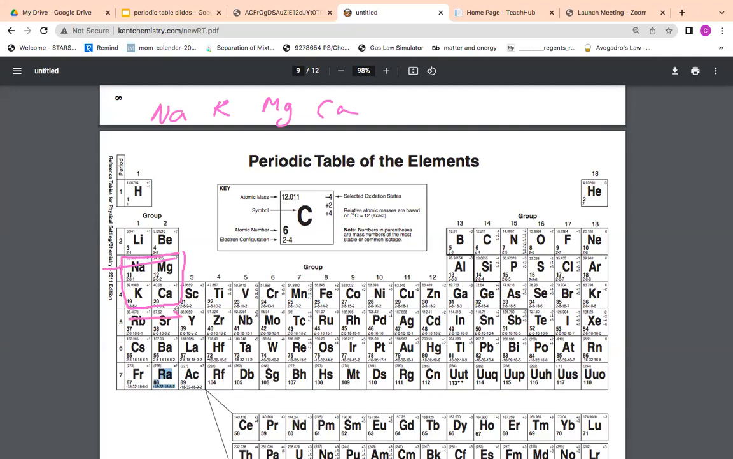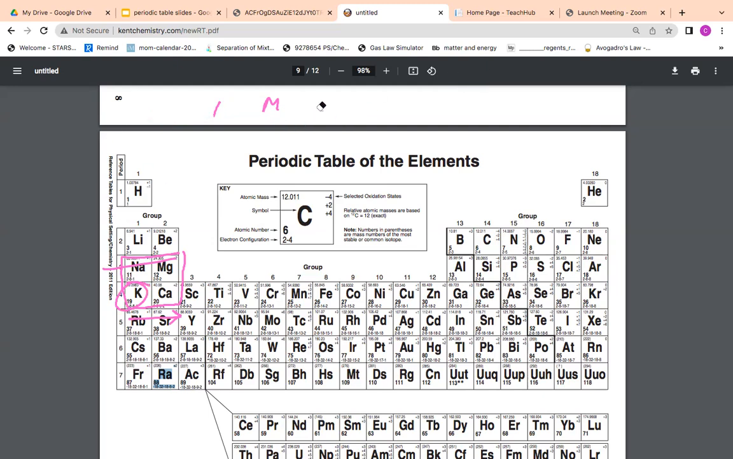But remember, as you move this way, there's more protons. So the more protons you have, the more nuclear pull there is. So calcium, because it has more protons, its nucleus actually pulls on its electrons and brings those electrons in closer to it. So calcium is actually smaller, meaning that potassium is going to be the biggest option here.